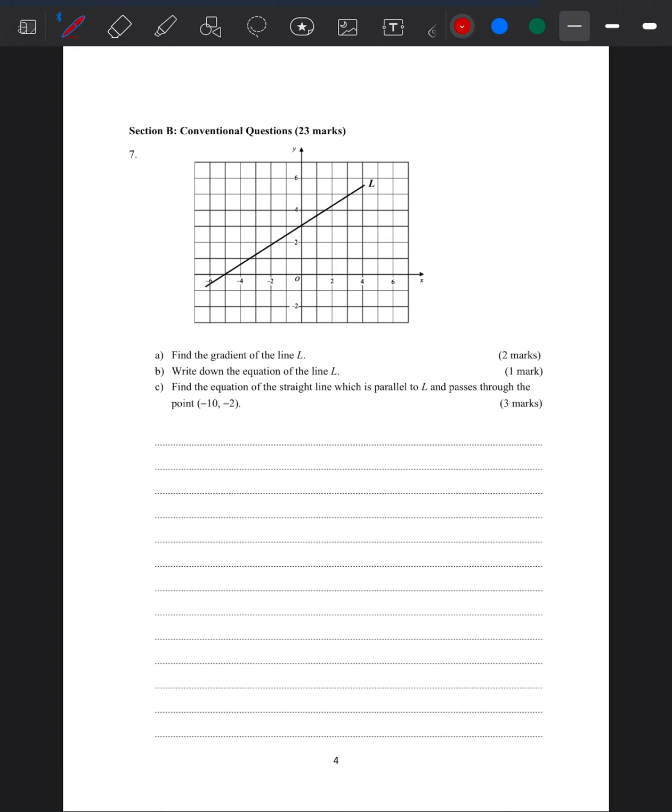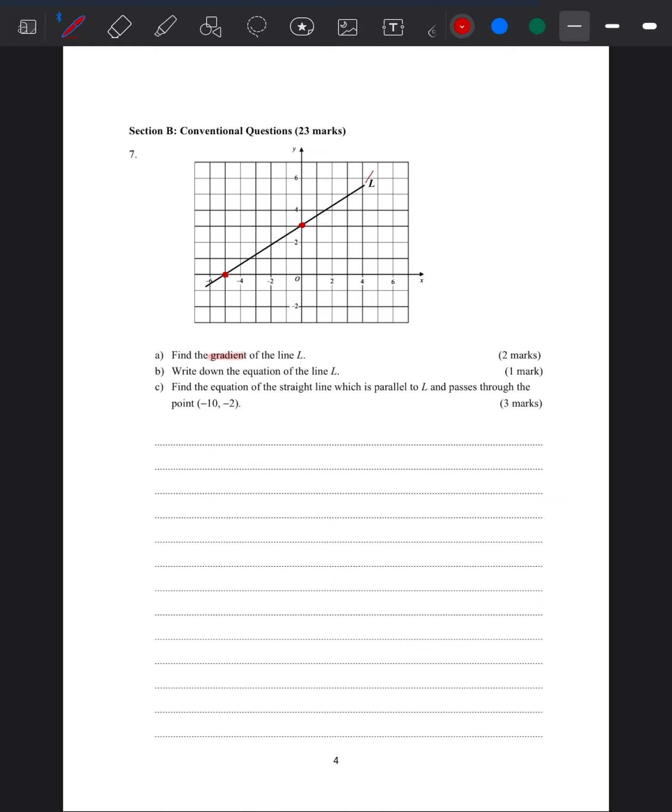So let's go to the long questions now. So this question here, a lot of you always got messed up at choosing the points to find the gradient. Question part A asks you for the gradient, and the best points to choose are where the line crosses the y-axis and where it crosses the x-axis, because when the teacher designs the question, usually the points that cross the x-axis and y-axis are exact numbers.